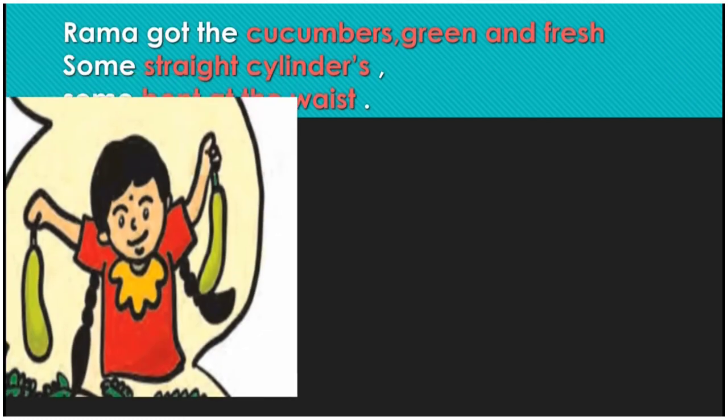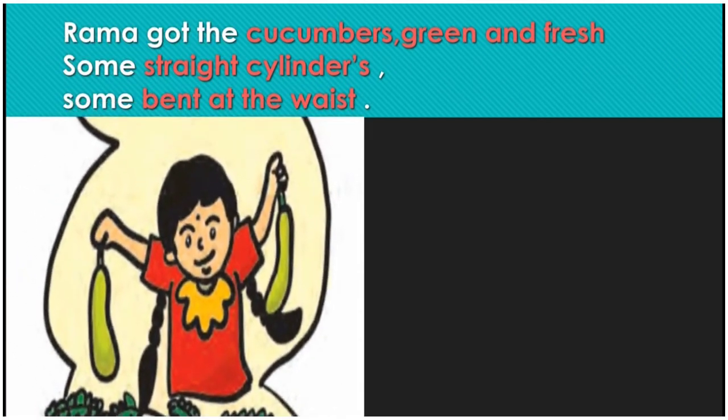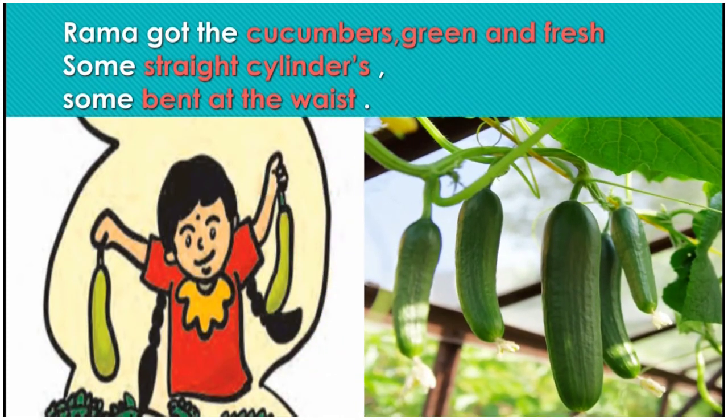See next, students. Rama got cucumbers. There is one girl, her name is Rama, and she got cucumbers, green and fresh. You can see in her both hands there are cucumbers. How are the cucumbers? The cucumbers are green and fresh. Some are straight cylinders. You can see some of these cucumbers are straight, like a cylinder shape. And some are bent at the waist.